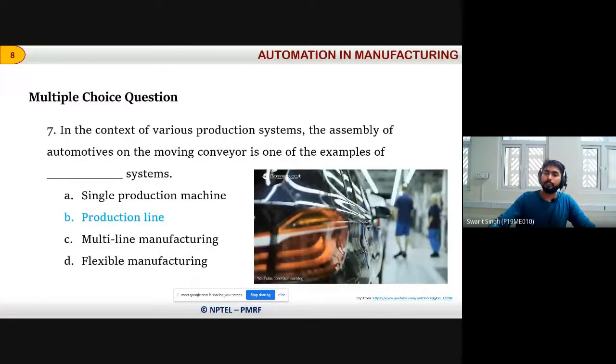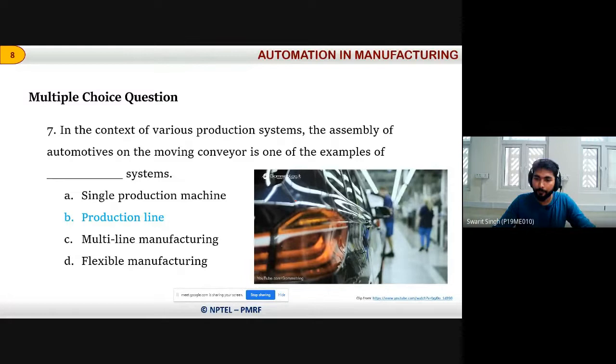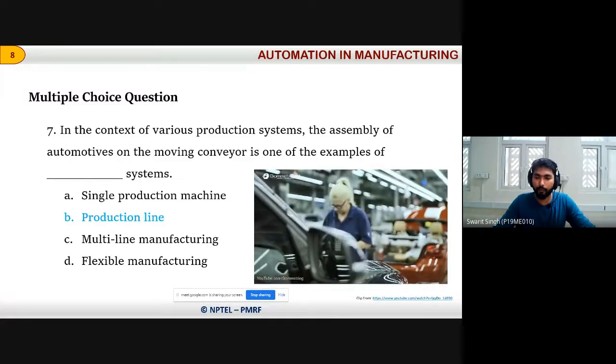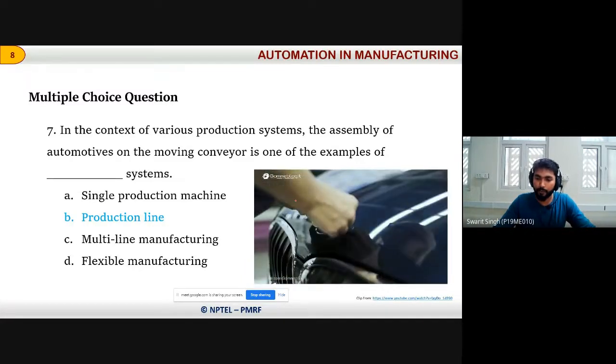You can watch this full video on the given link, or you can search for other videos on what a production line actually is. I hope the concepts are clear till now.